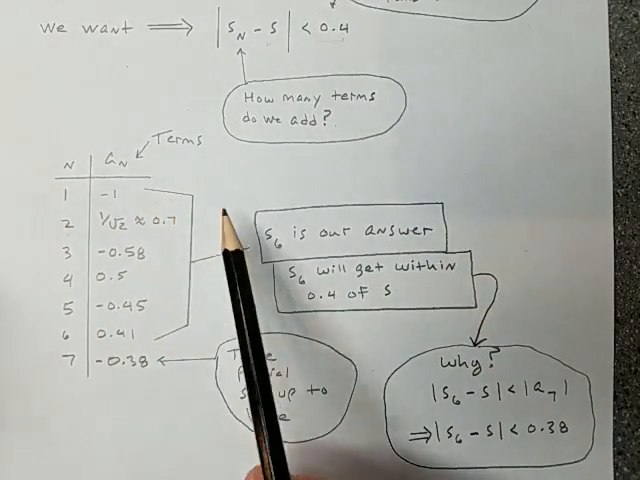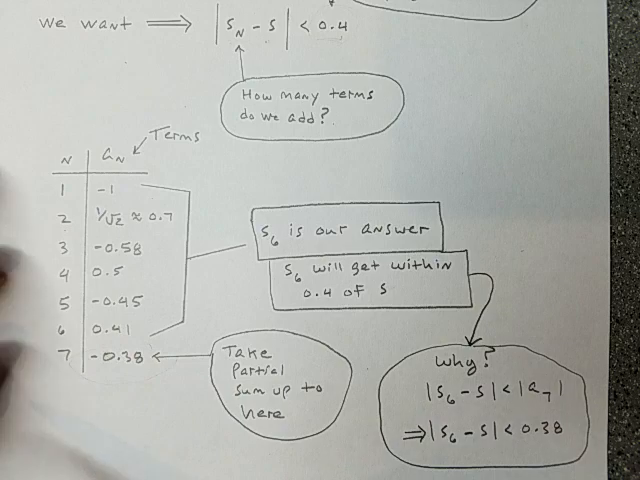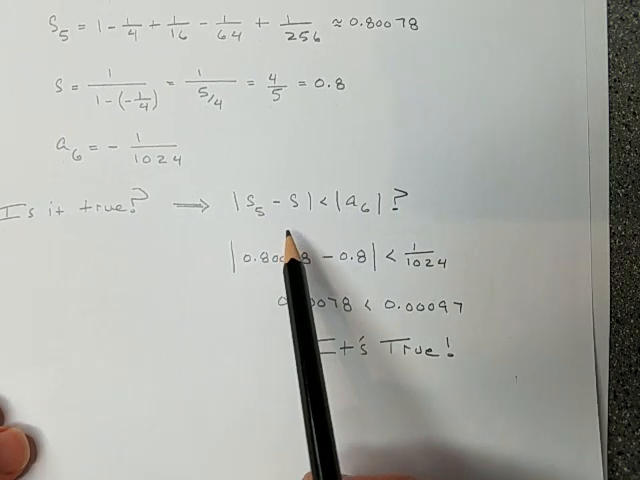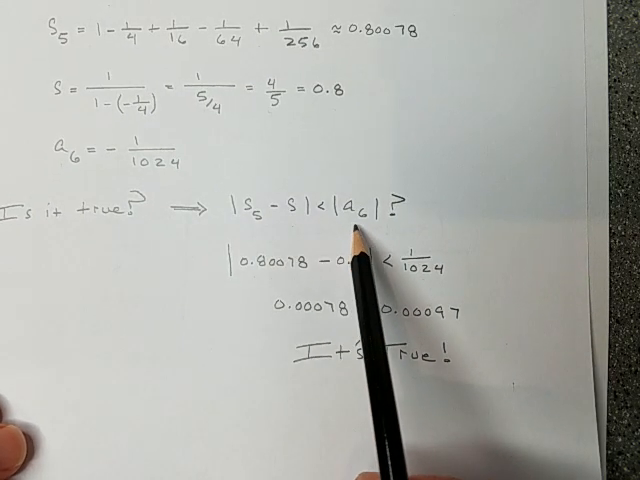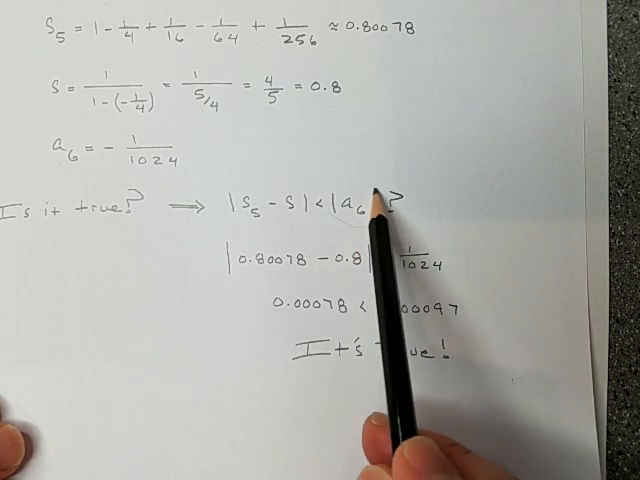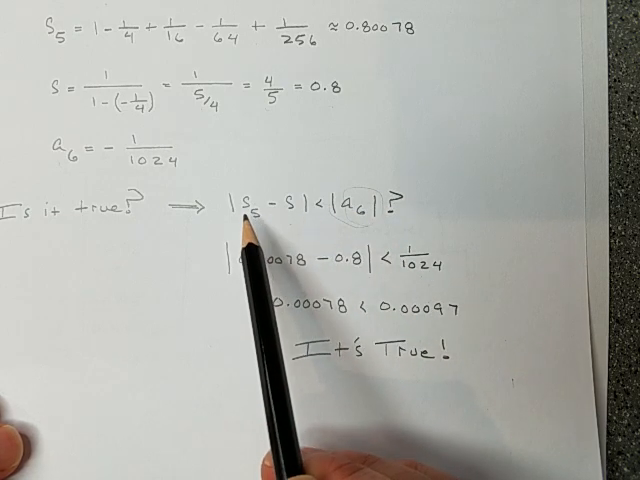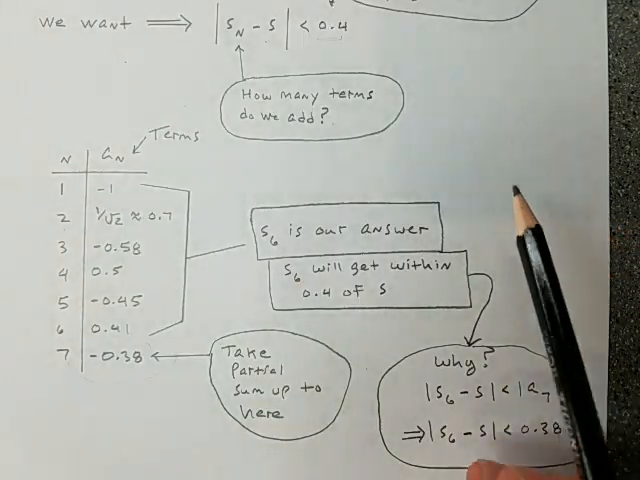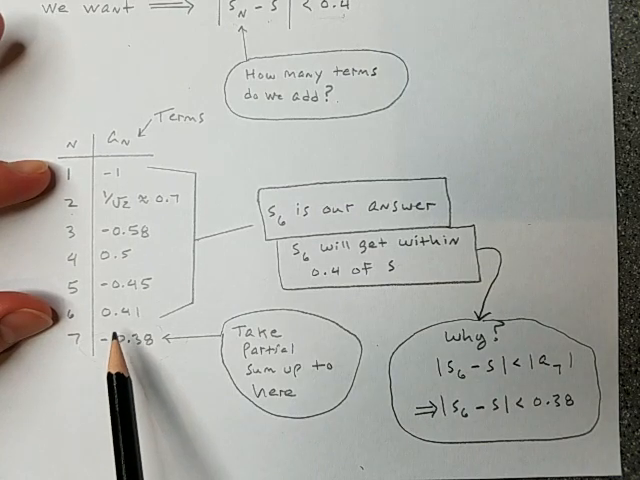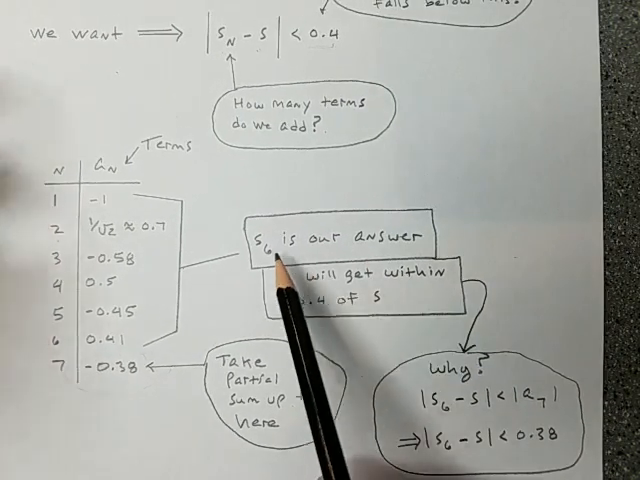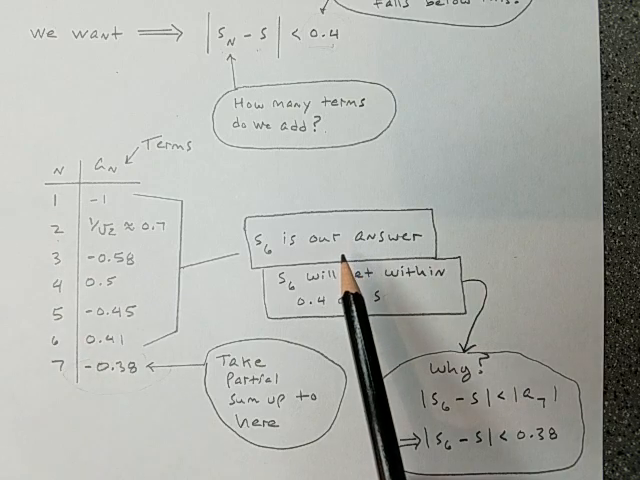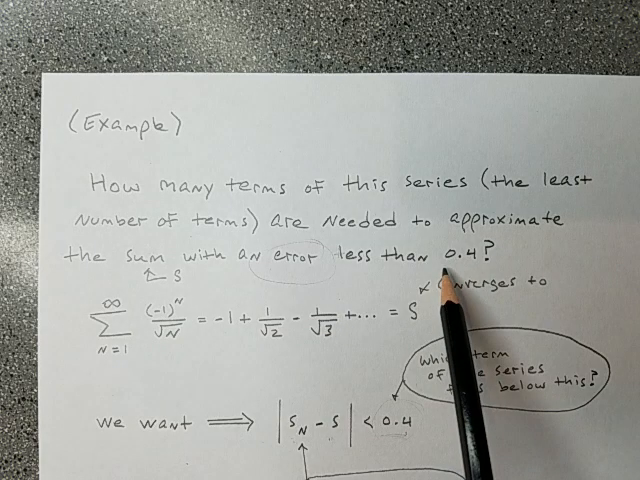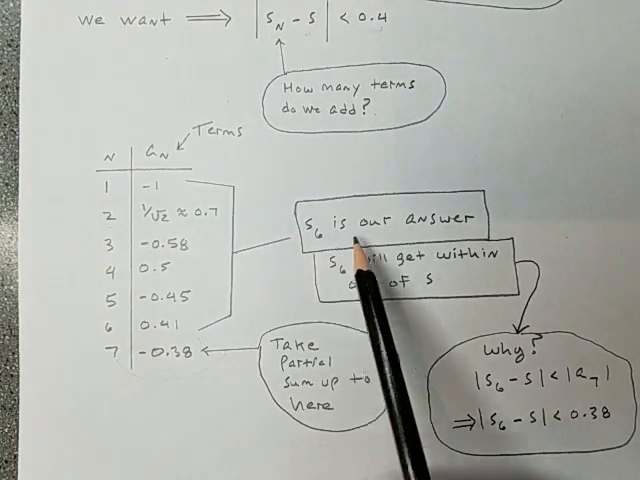That means that we want to take the partial sum up to that point, all right? See how they're just one apart? S5 minus S, for example, is less than A6. That's the first unused term in the partial sum. The partial sum went up to the first 5 terms. The 6th one was the first one that was left off. So I need to take the partial sum up to that point right here. My answer, S6. That's it. That's the answer. How many terms at minimum are needed to approximate the sum with an error less than 0.4? 6 terms. S6 is our answer.